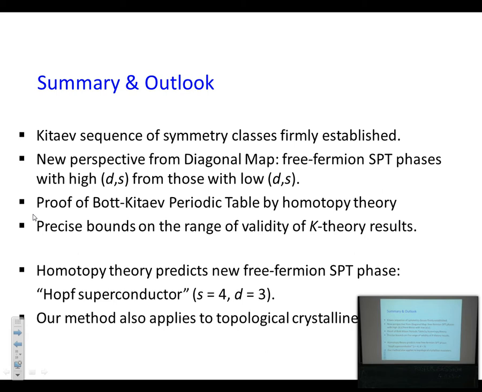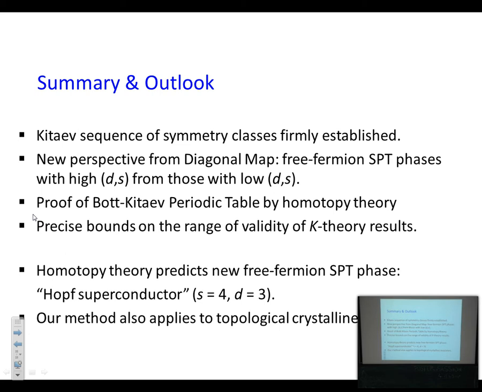The band number here is always kept finite or even small, and in doing so, one outcome is that we can say exactly what is the range where the K-theory calculation gives you the right answer. It turns out that outside the stability regime of K-theory, even in low dimension, there are some cases where homotopy classes are non-trivial.